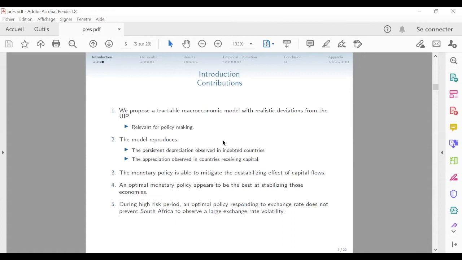At last, in our empirical estimation, we show that this optimal monetary policy is not sufficient to reduce the volatility of the exchange rate after a shock in South Africa during crisis periods. So this preliminary result suggests that maybe South Africa would need more tools than the interest rate in crisis periods to tackle this issue of destabilizing capital.